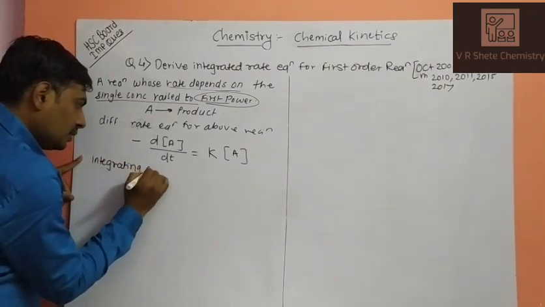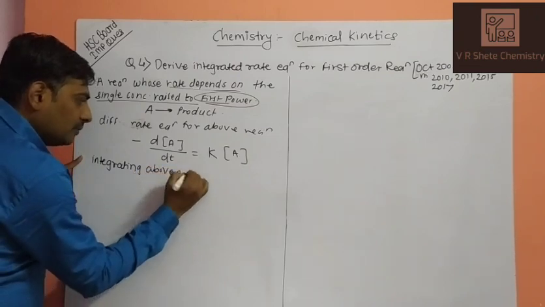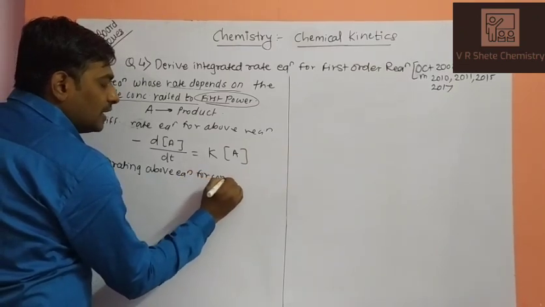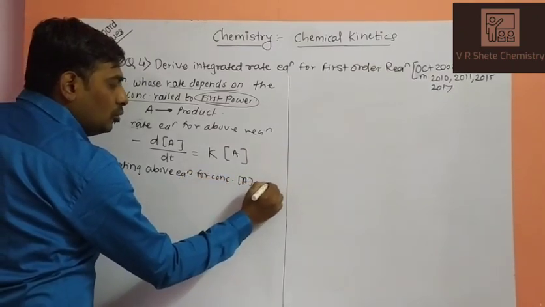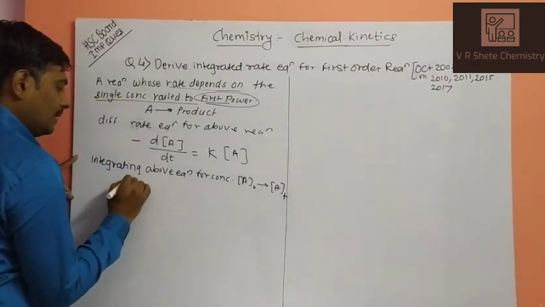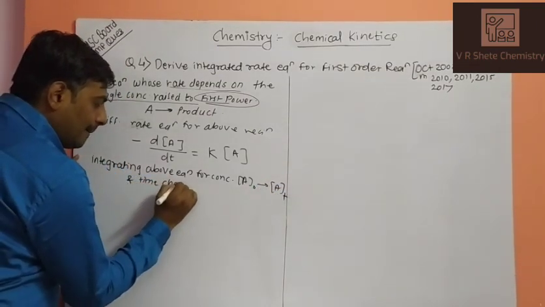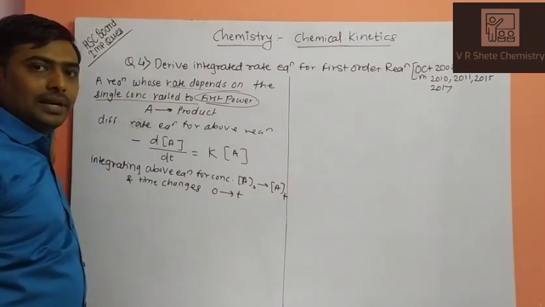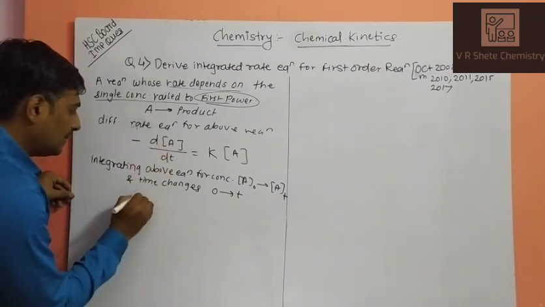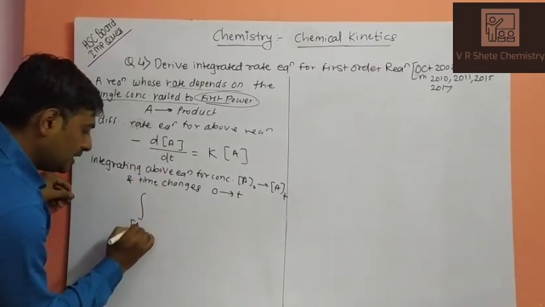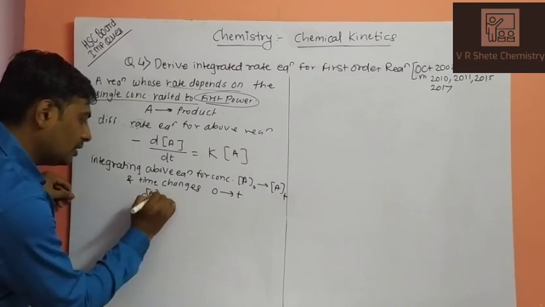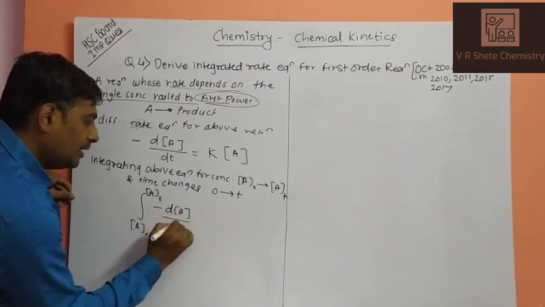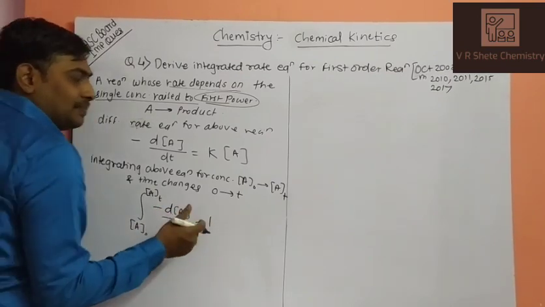Integrating the above equation. The concentration changes from A0 to At, and time changes from 0 to t. Initially time was 0, after some time it will be t. So integrating this above equation, what will we get? Concentration changes from A0 to At for time t, minus dA upon dt is equal to k, a constant.